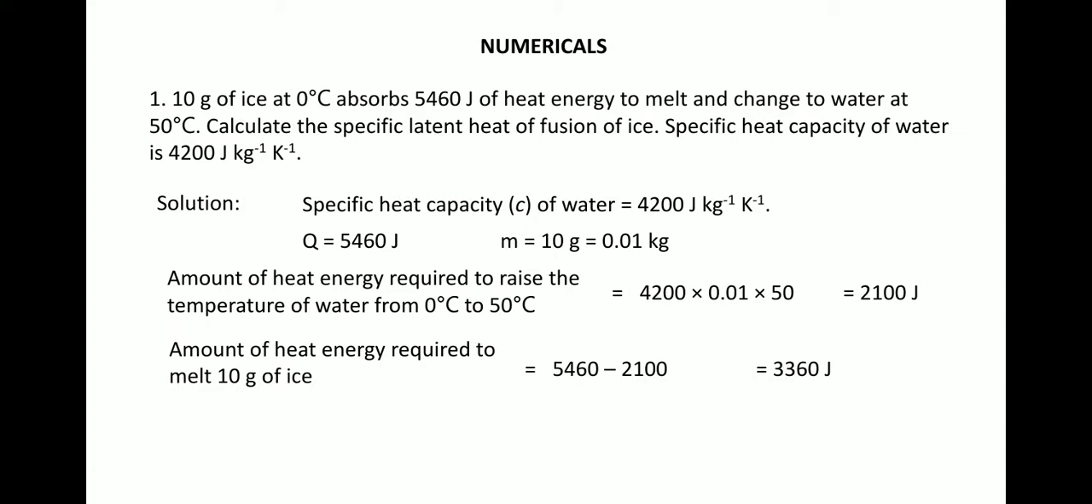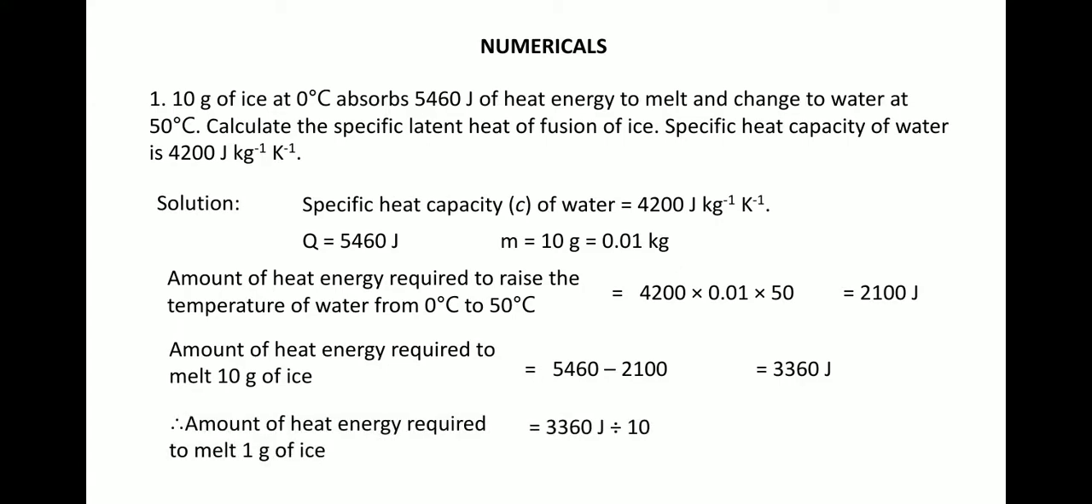Therefore, in order to melt 1 gram of ice, the amount of heat energy required is equal to 3360 joules divided by 10, because for 10 gram of ice it is 3360 joules, then for 1 gram of ice it will be 336 joules per gram. So this 336 joules per gram becomes the specific latent heat of fusion of ice, and this is the required answer.